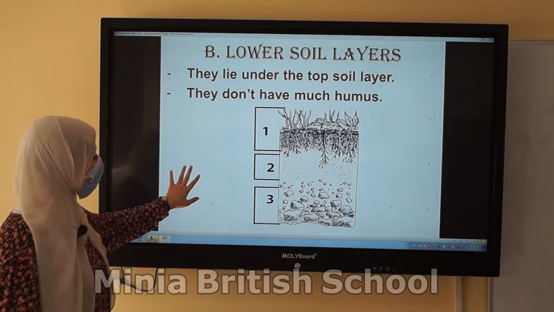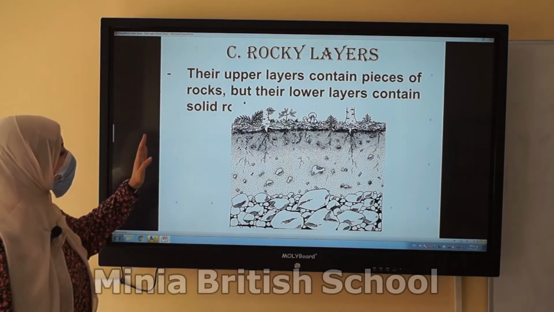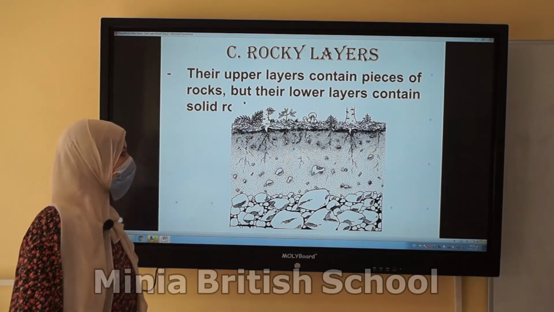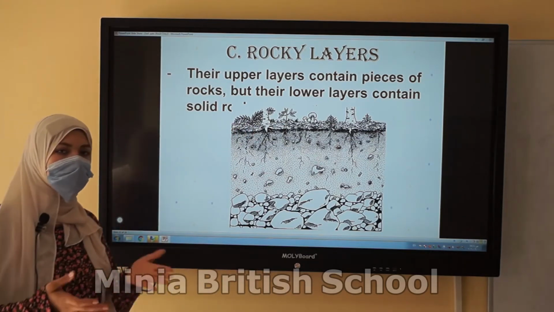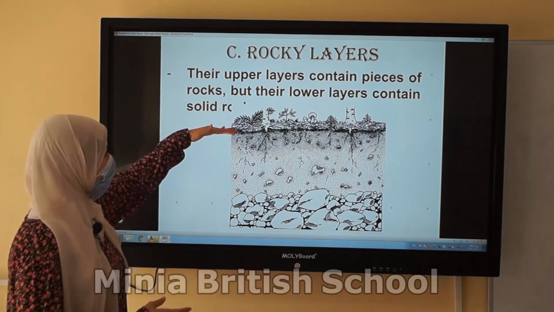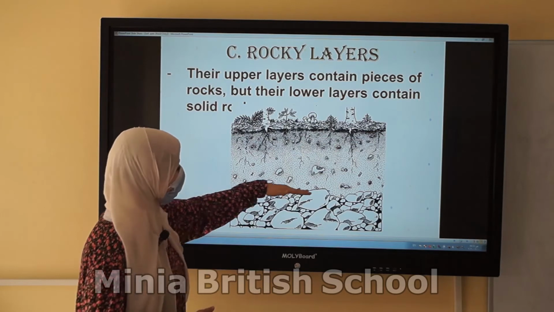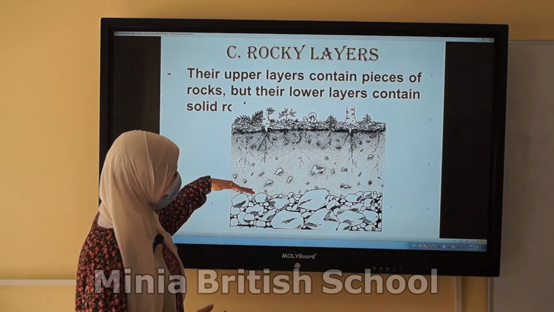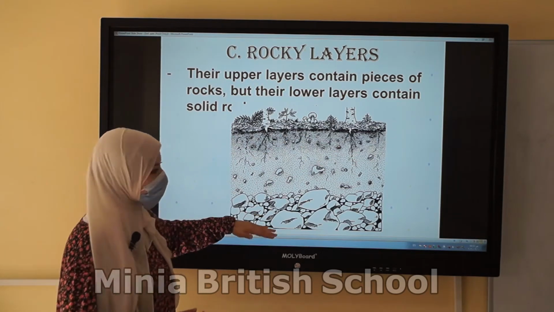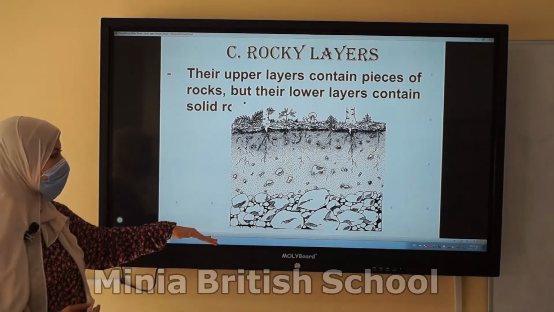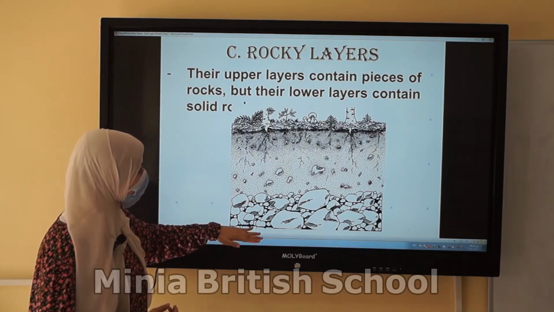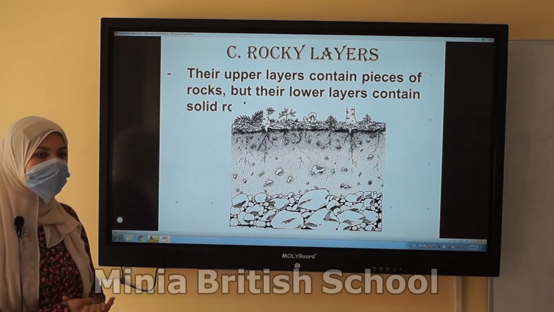Okay, let's know the third. The third is called the rocky layers. Does it consist of only one layer, or many layers? The upper layer contains pieces of rocks, but the lower layers contain what? Solid rocks.